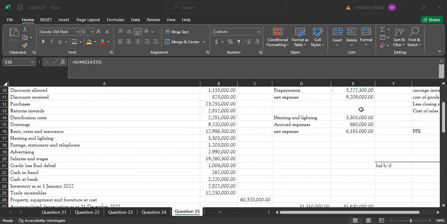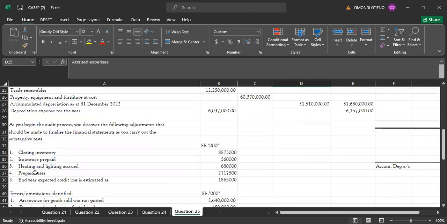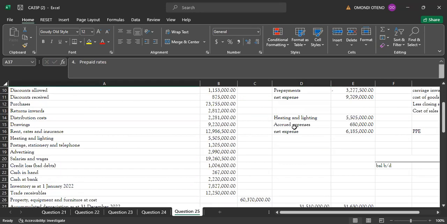So someone who is following what we are doing here is able to see that whenever we have prepayments, we subtract it from the expenses related to it. Whenever we have accruals, we add it to the expenses related to it. It does not mean that when we have accrued rates, we come and bring accrued rates under heating and lighting. No, you have to add it or subtract it with respect to the related costs.